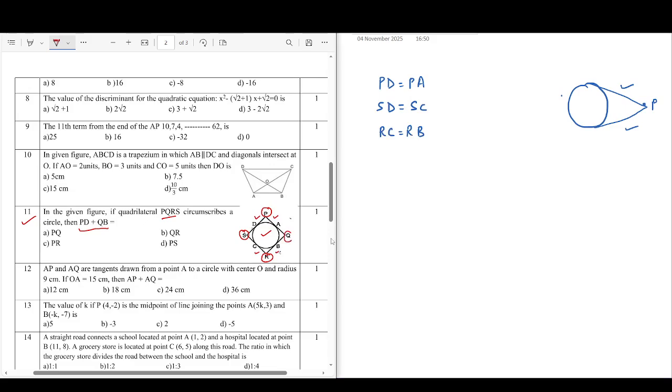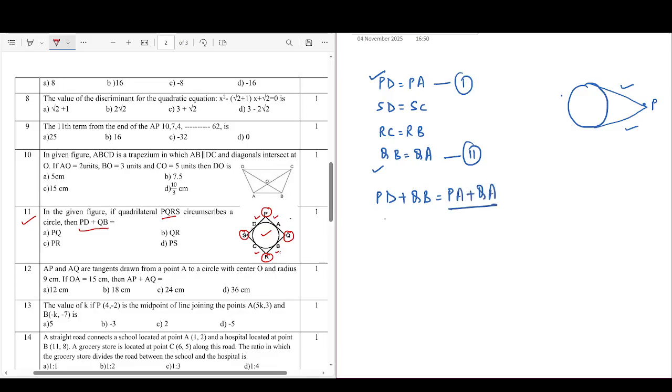And then this is the last external point, and we have again two tangents to the circle. So we can write QB is equals to QA. Okay, so we have these four cases. We have to find out the sum of PD plus QB. Now we can see there PD is here and QB is here. That means we can add these two equations. Whenever we have to add the equations, we will add LHS with LHS. So PD plus QB is equals to PA plus QA.